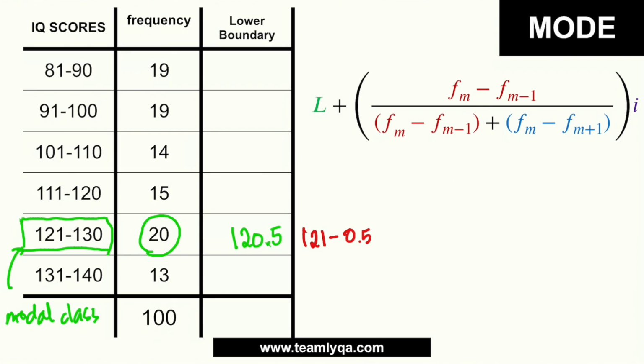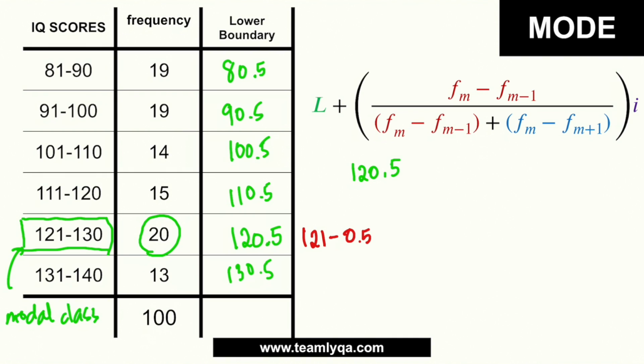Now, some teachers or some classes would require you to get the lower boundary of every class, no? So, ito magiging 80.5 ang kanyang lower boundary. Ito, 90.5. Ito, 100.5. This will be 110.5. Tapos ito, 130.5. Some classes, no? Pero yung iba, okay na sa kanila basta nakuha mo yung dun sa modal class kasi yun naman ang kailangan sa formula. Okay, so yung lower limit ng ating modal class is 120.5.